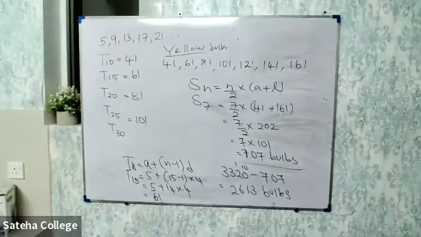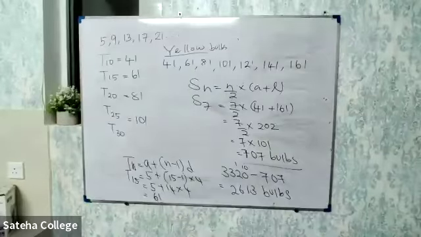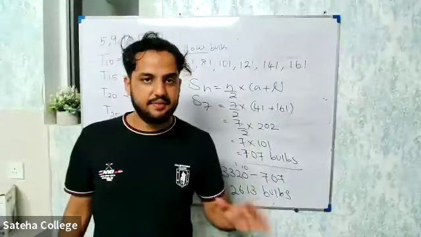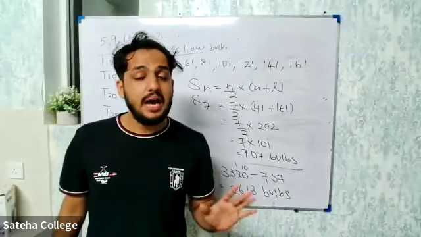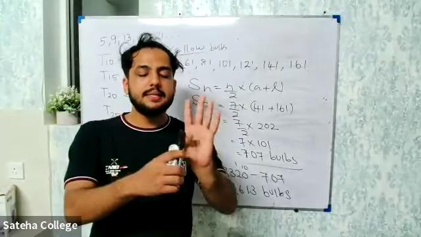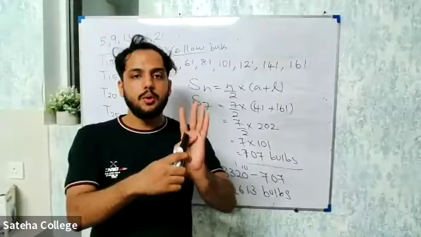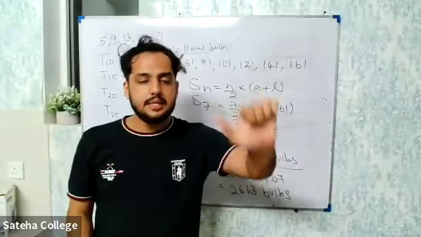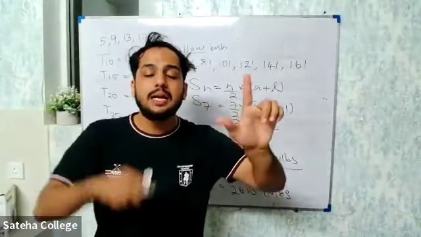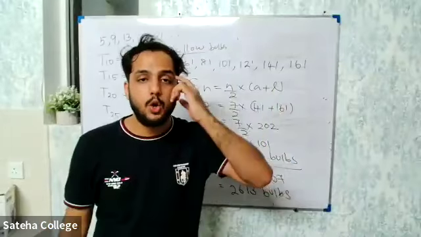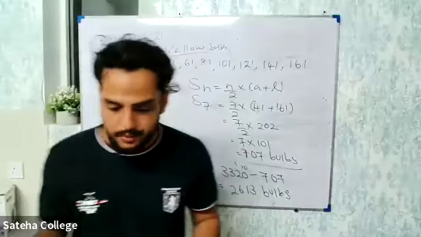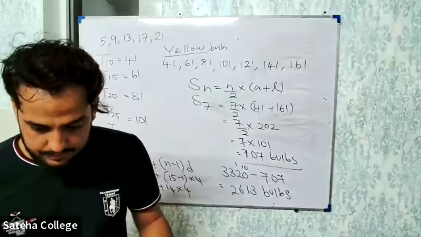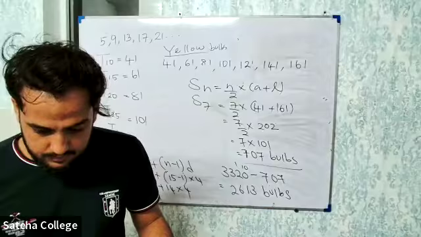But did they say that we need to find 7 terms? No, what they said was every multiple of 5 is a yellow bulb, starting from the 10th circle. So see here, the 10th circle is your first yellow bulb: 10th, 15th, 20th, 25th, 30th, 35th, 40th. So in total, there will be 7 circles with yellow bulbs. That is the value that I have found out here. Understood?